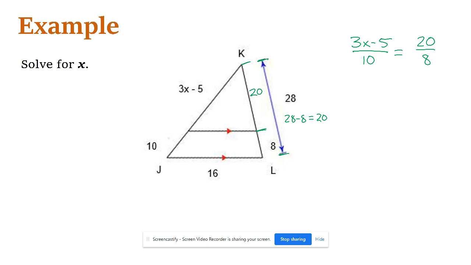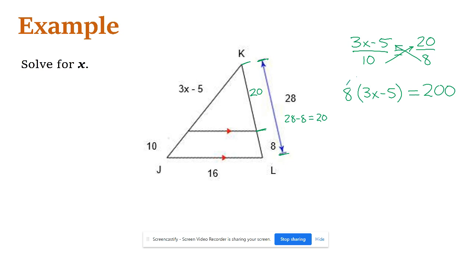We will cross multiply. Now here, because 3x minus 5 is an expression with two terms, when you cross multiply with the 8, you'll need to put 3x minus 5 in parentheses, and you'll have to use the distributive property. Otherwise, it's going to throw off your answer because the 8 will not get multiplied by the entire thing. You have to make sure the 8 gets multiplied by the entire 3x minus 5. We got 10 times 20, that's 200.